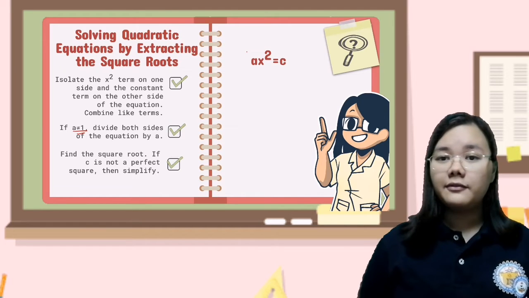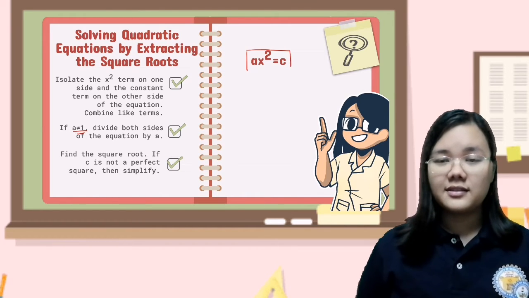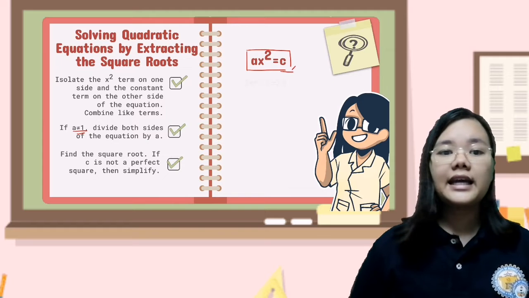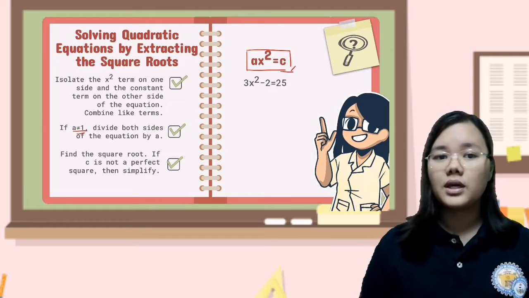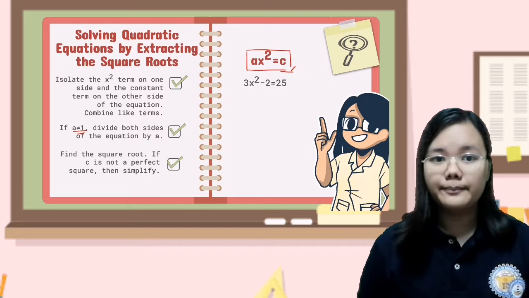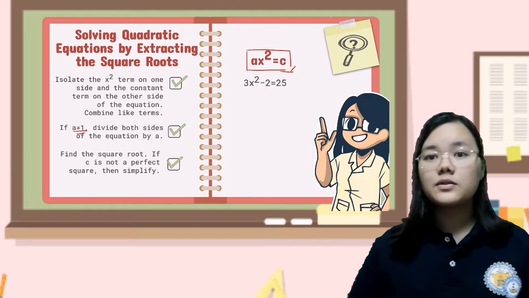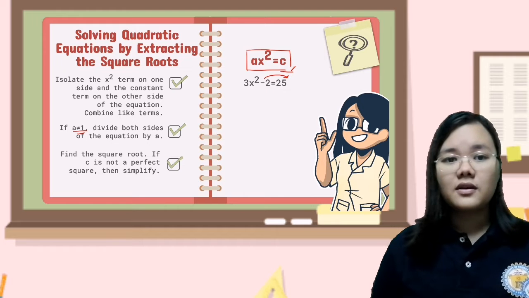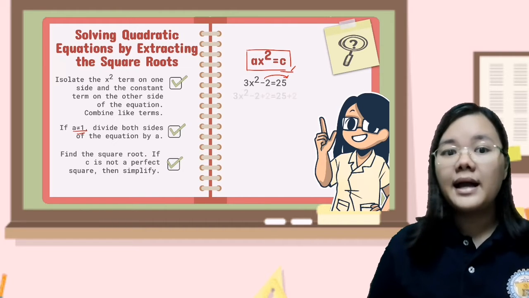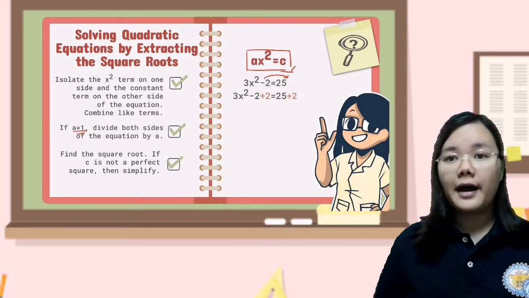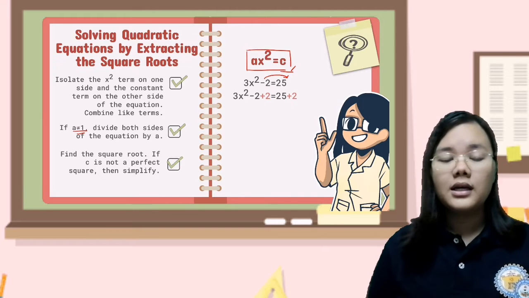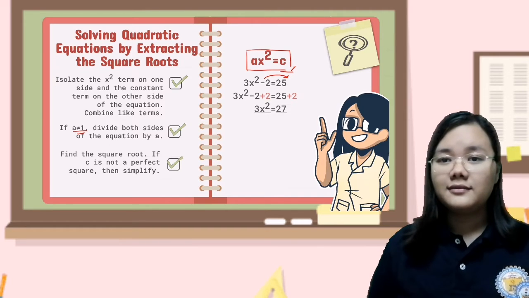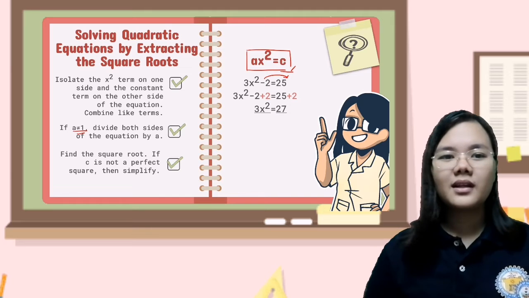Here is an example for you to understand our topic better. 3x squared minus 2 equals 25. So we must transpose 2 to the other side since it's constant. So negative 2 will become positive 2, then 25 plus 2, then it will be 27.